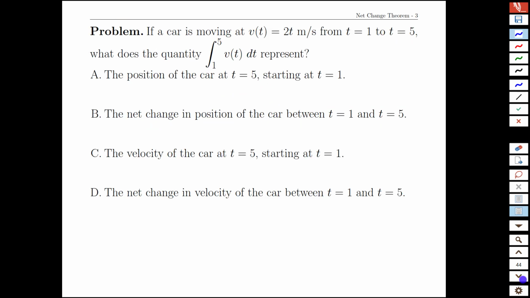So imagine we are given the velocity of a car, and it has a function here, and we also have a time interval from time 1 to time 5 in seconds. Then what does this quantity, the integral from 1 to 5 of v of t dt, represent? We'll ask you to pause the video and then check in after a moment.